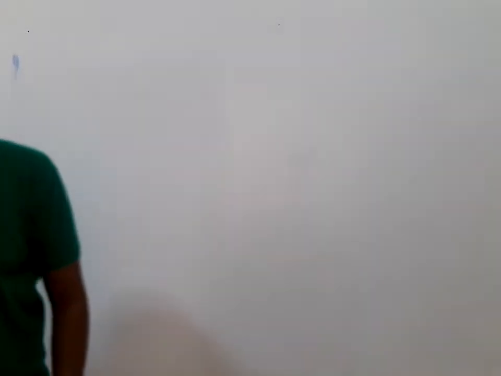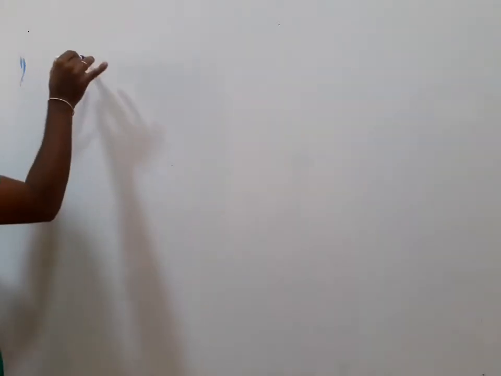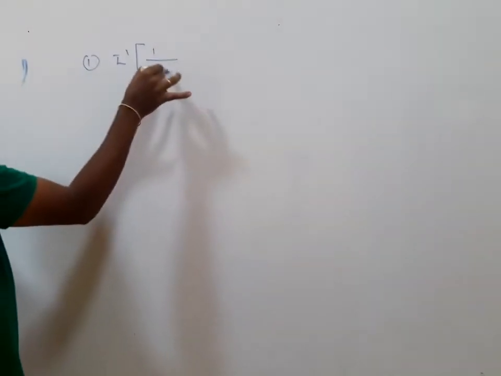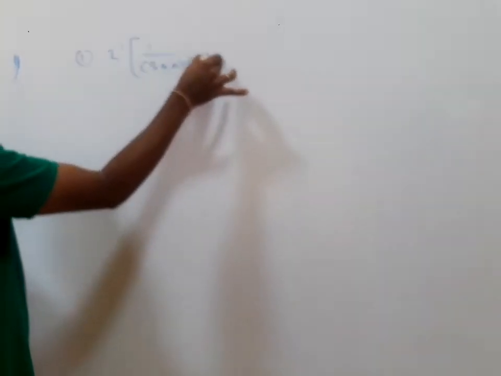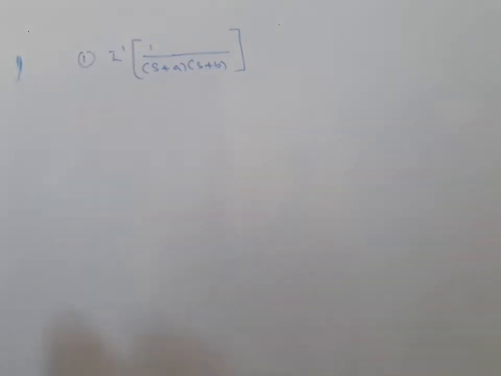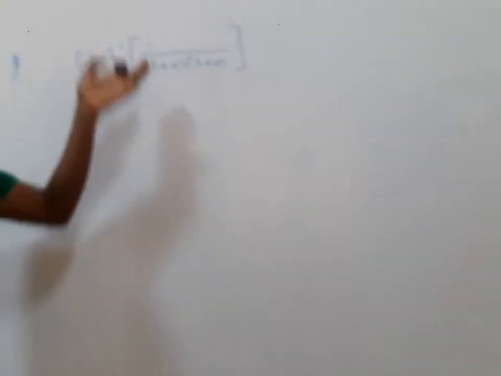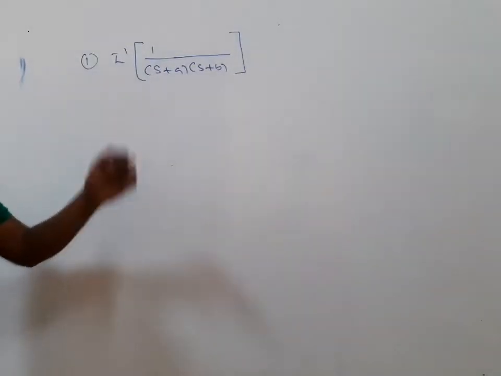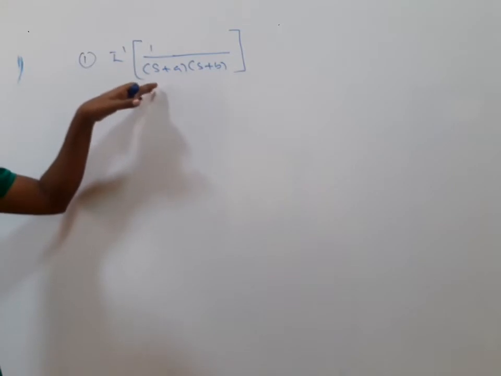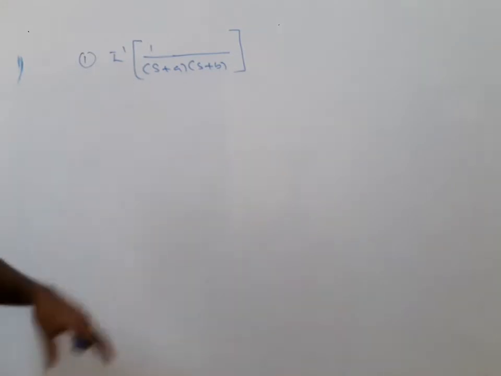Now coming to the problems on the convolution theorem. Let's use the convolution theorem to evaluate the following. The first one: L inverse of 1 by (s plus a) into (s plus b). If the problem is just like this, you would decompose into partial fractions and get the answer. But if the question says to use the convolution theorem to evaluate the inverse Laplace transform, we proceed differently.